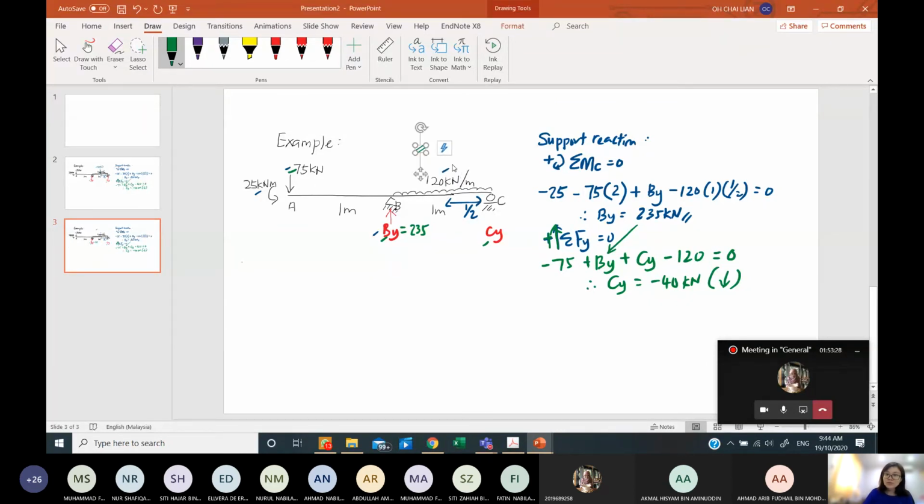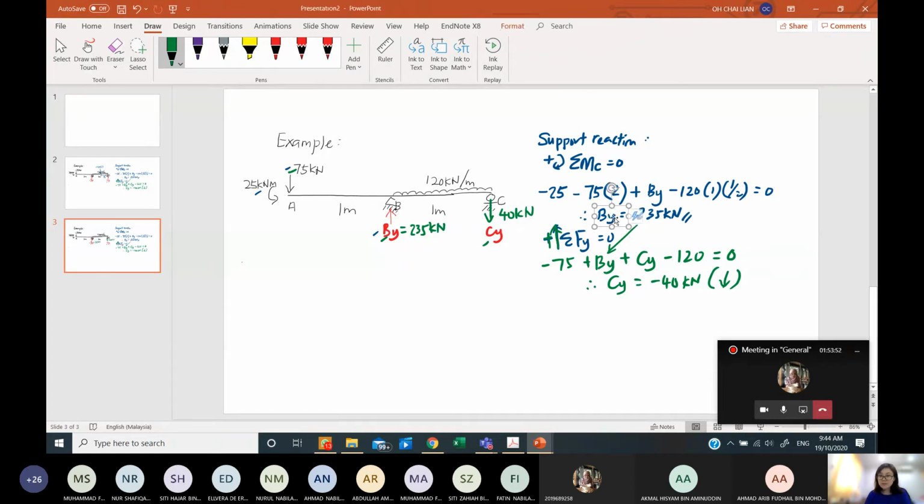So now we will have only two cut sections, because this 120 kilonewton per meter is in terms of one equation only. Now let me put in this Cy. Cy is 40 kilonewton, but going down. This is going up.